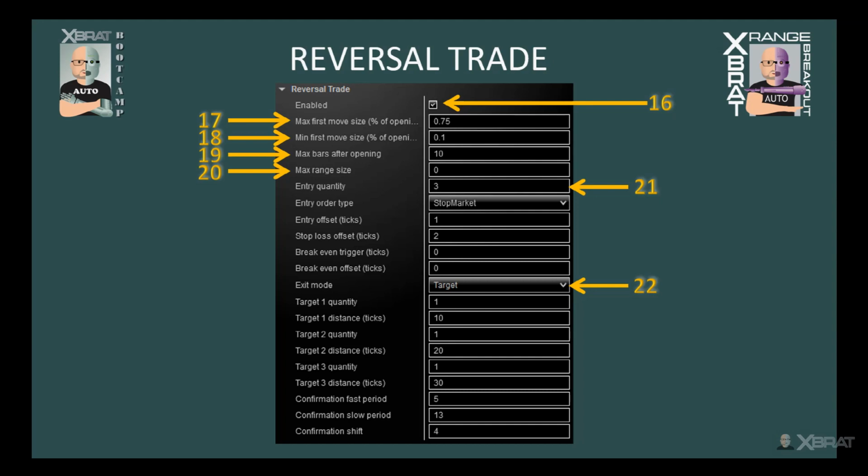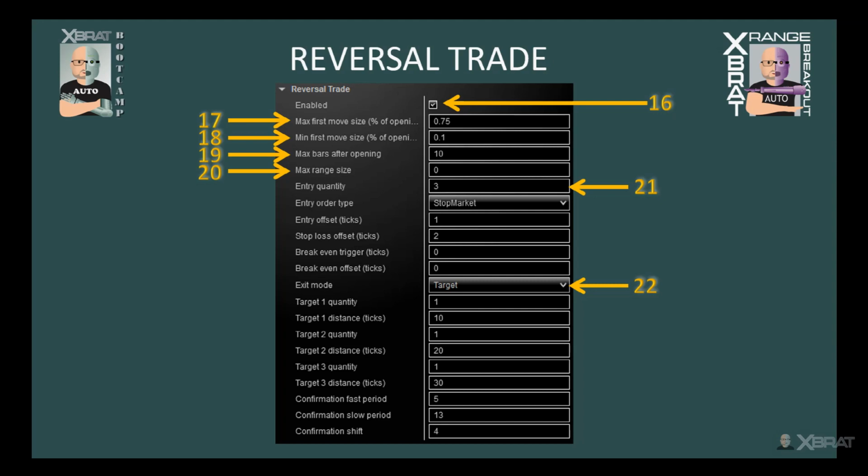So the max first move size, this is the percentage of the opening range. The default is 0.75, which is 75% of that opening range. So this means the initial move in the direction of the opening range bias is no more than 75% of the opening range. This can be adjusted during optimization.